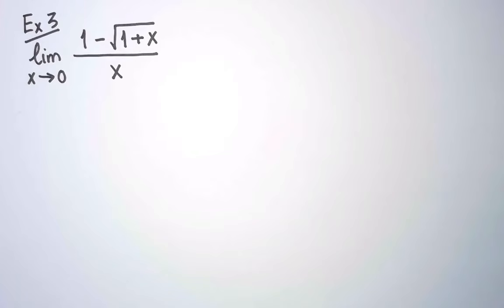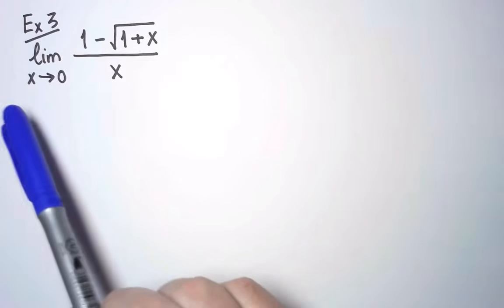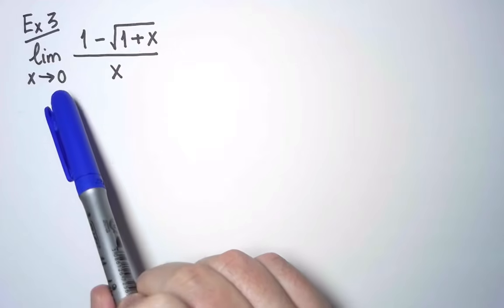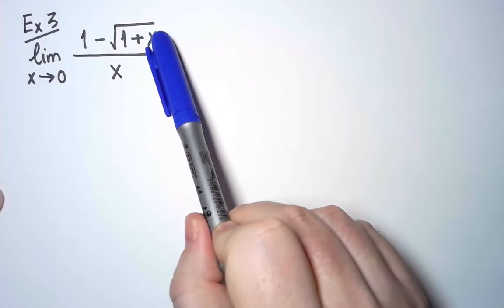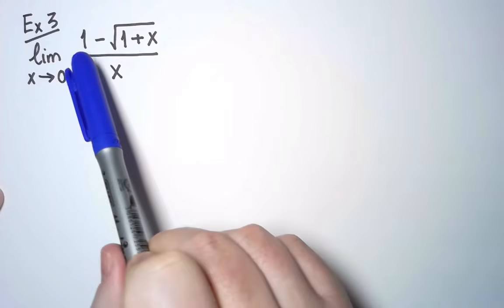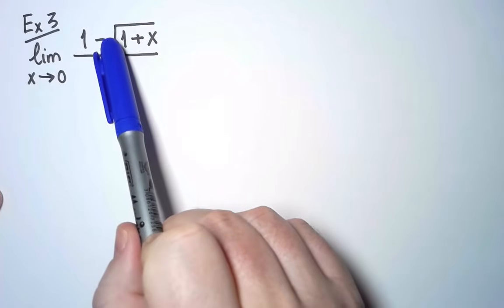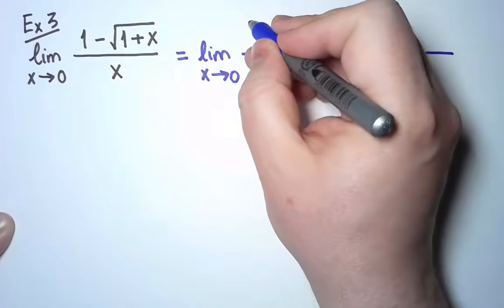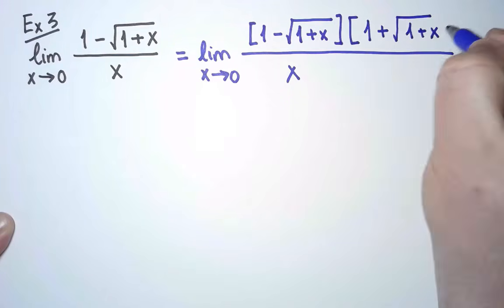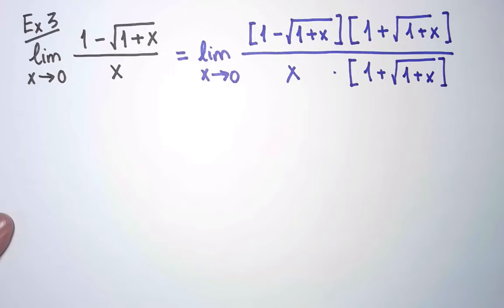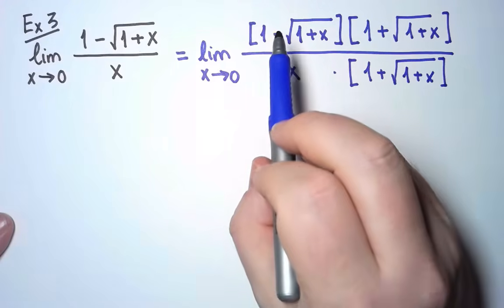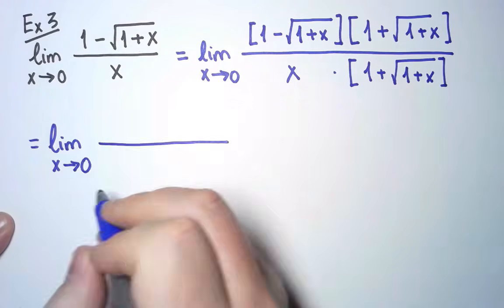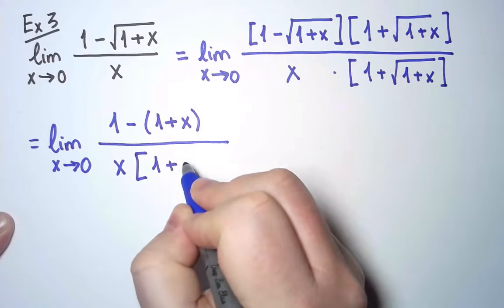Here is a different type of algebraic manipulation. I want to compute this limit. This function is not defined at 0. If I try to evaluate at x equals 0, I get 0 divided by 0. The numerator is giving me trouble because of the square root. I would like to get rid of it, and I can do that if I multiply the numerator and the denominator by the conjugate. Now in the numerator I have difference times sum, which is the difference of squares, and that will get rid of the square root at the top.